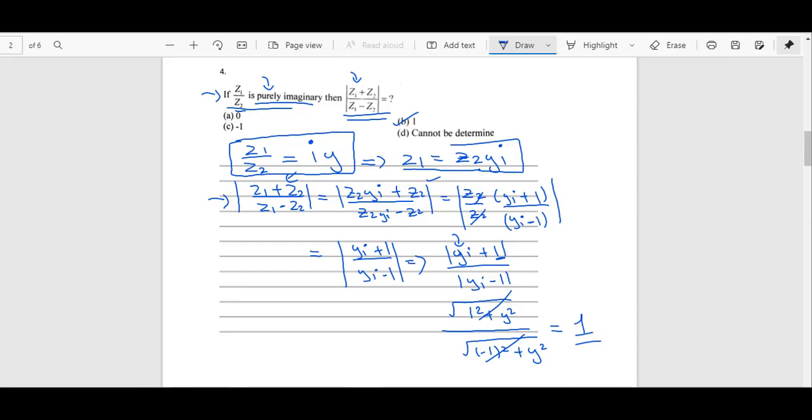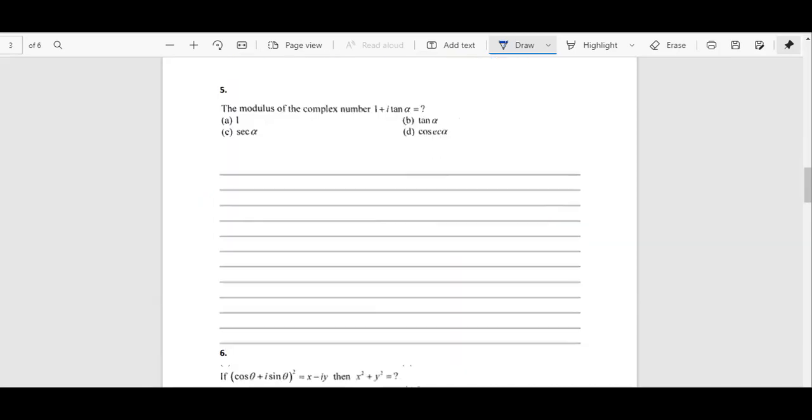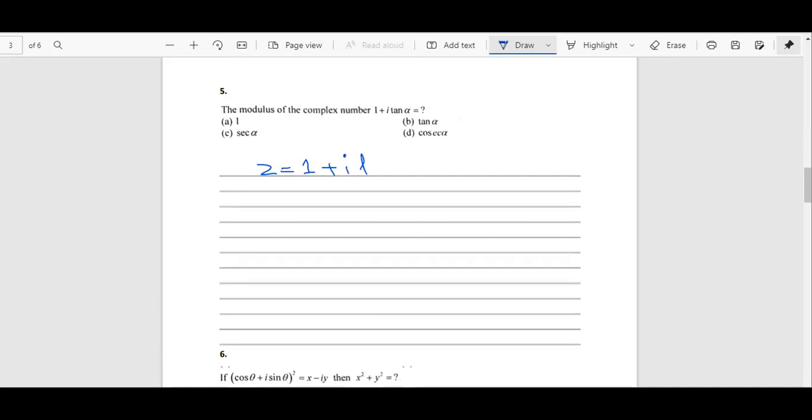All right, so we are done with the fourth question as well. Now we have the fifth question. The modulus of the complex number. Now we have a complex number, Z is 1 plus iota tan alpha, right? And we need to find the modulus of Z. This mod is basically going to be under root real square plus imaginary square, right?